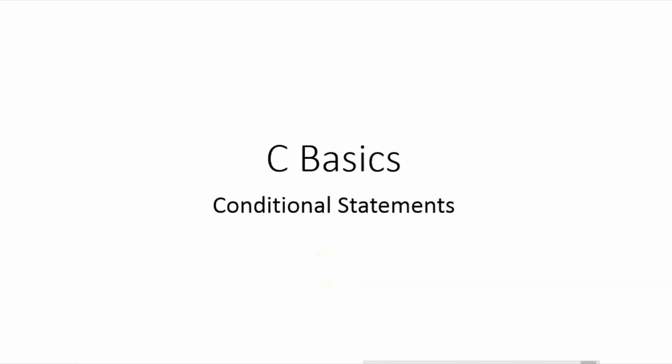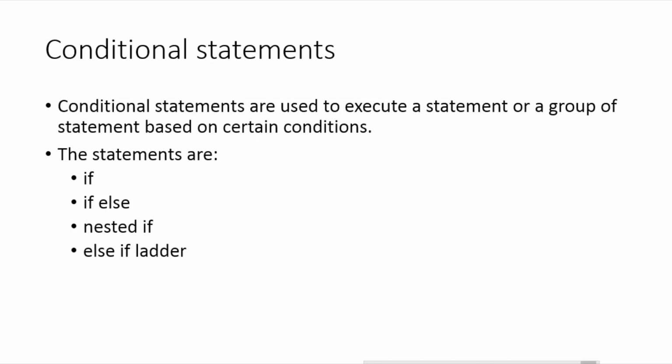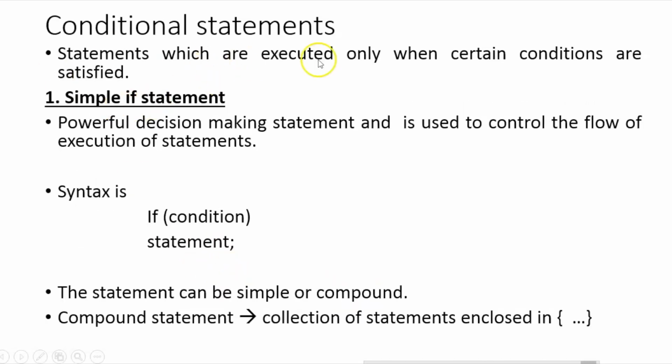Today I am going to deal with the topic conditional statements in C language. Conditional statements are used for executing a statement or a group of statements based on certain conditions. The various conditional statements available in C language are if statement, if-else statement, nested if statement, and else-if ladder. Conditional statements are executed only when certain conditions are satisfied.